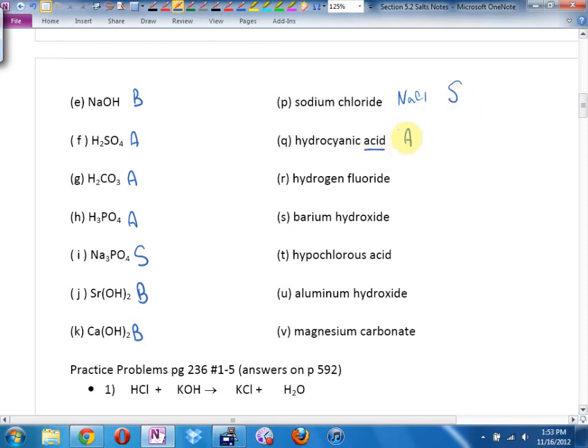Hopefully you all get Q right. Hopefully you all get T right.